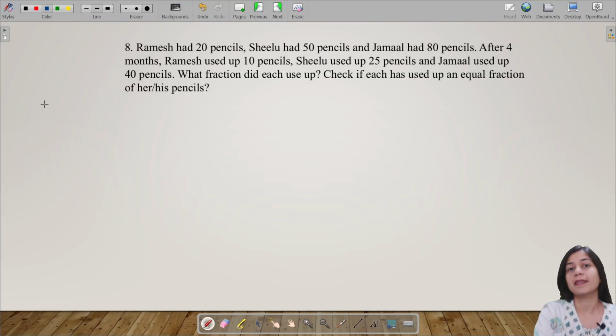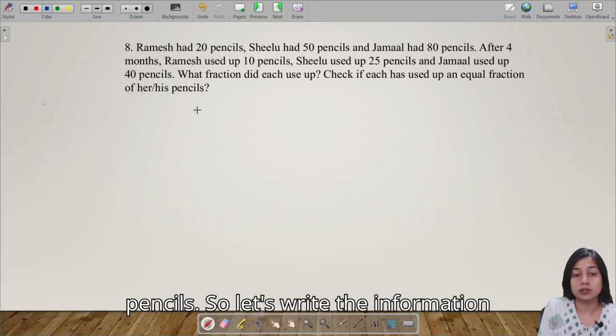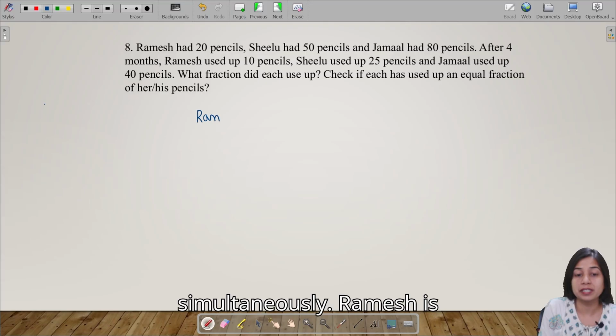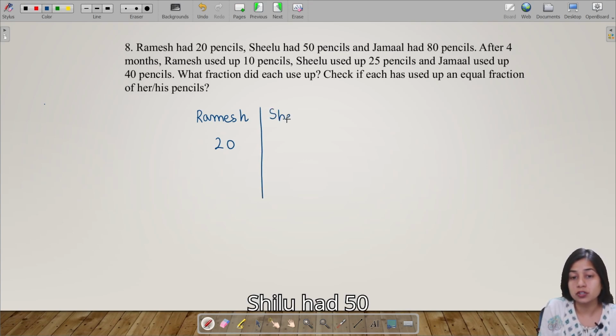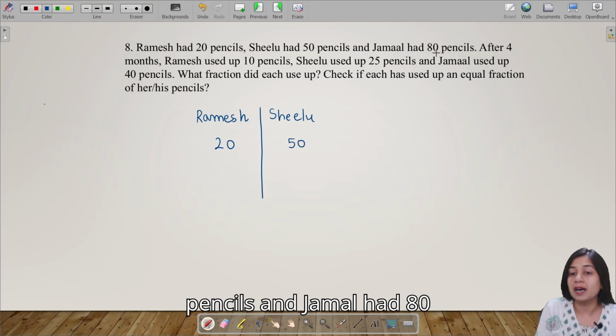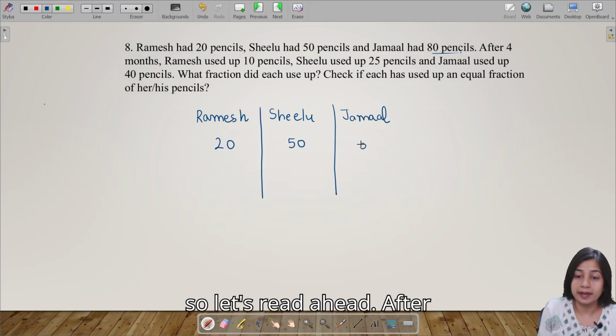Moving ahead. Question number 8. Ramesh had 20 pencils. So let's write the information simultaneously. Ramesh is having 20 pencils. And Sheelu had 50 pencils. And Jamal had 80 pencils. Okay. So let's read ahead.